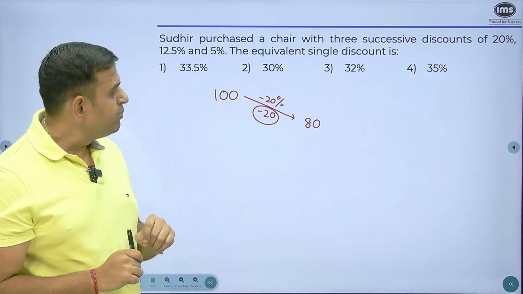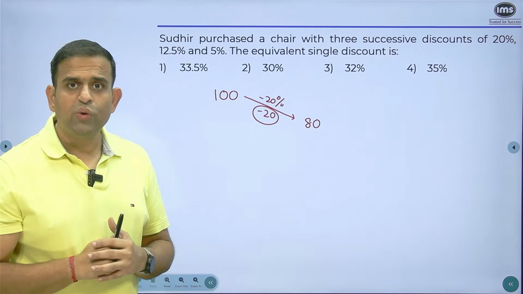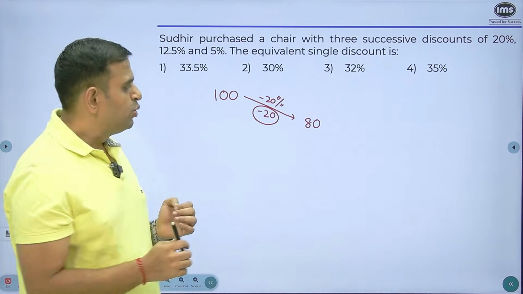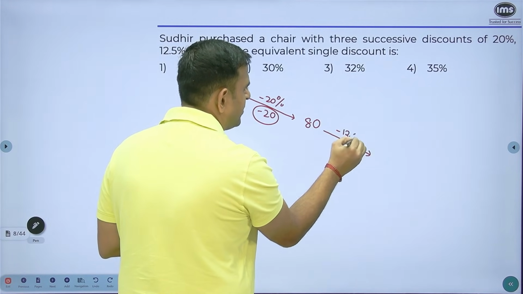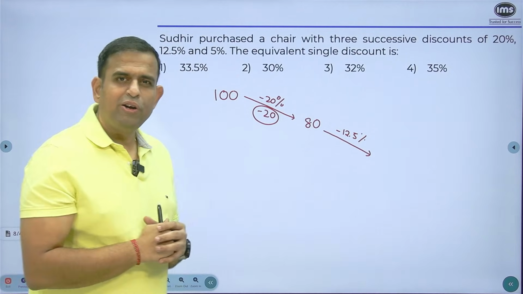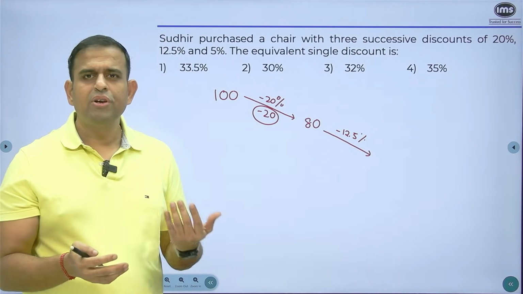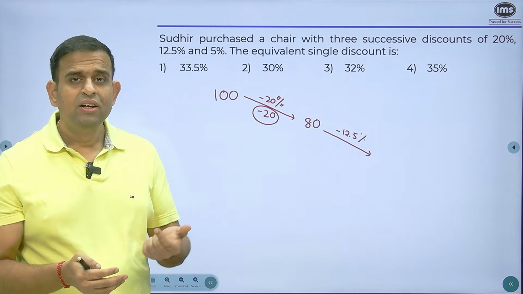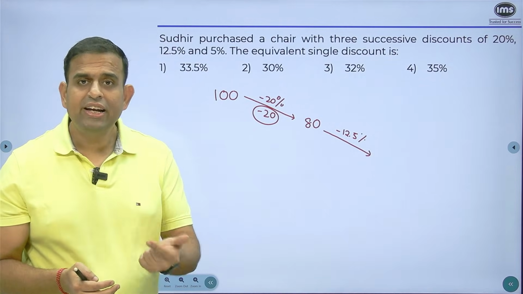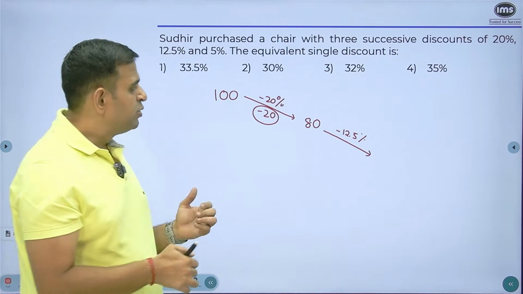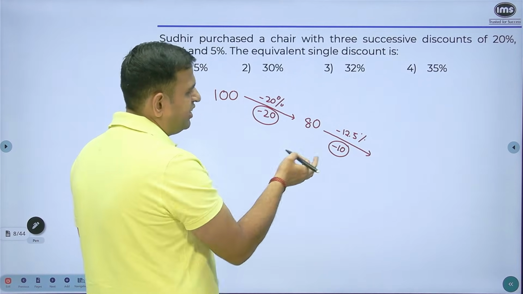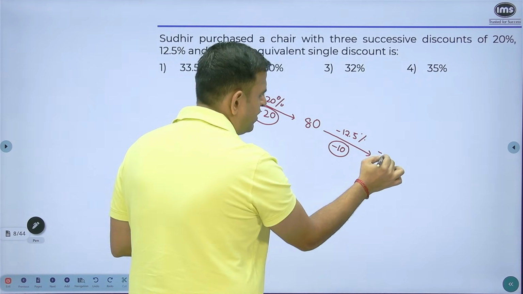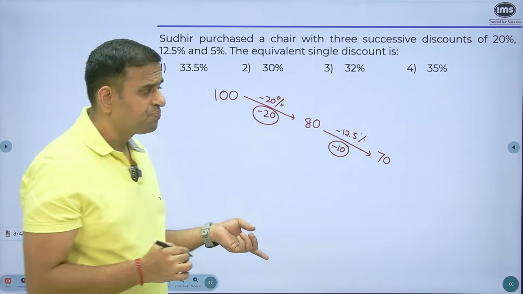Then from the number 80, let's say we give a discount of 12.5%. Now, what does 12.5% mean to us? It's a very common number again. It represents 1/8. How much is 1/8 of the number 80? And the answer is going to be 10. So that means we are giving a discount of 10 in the absolute sense from the number 80. We reach the number 70.